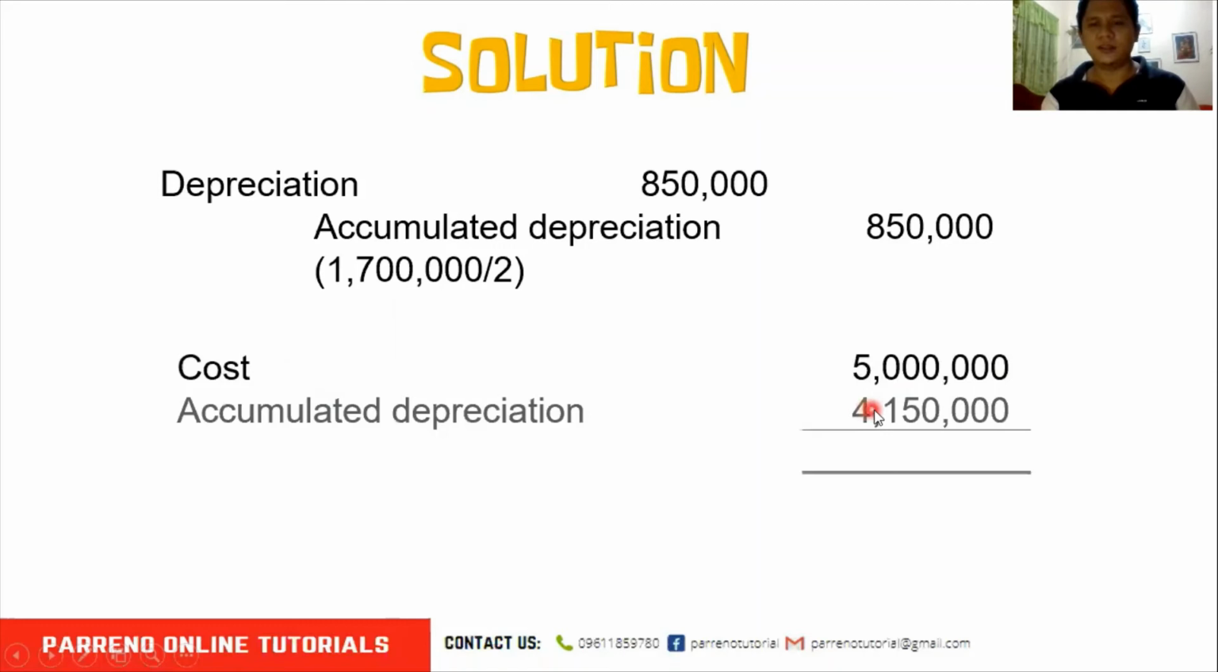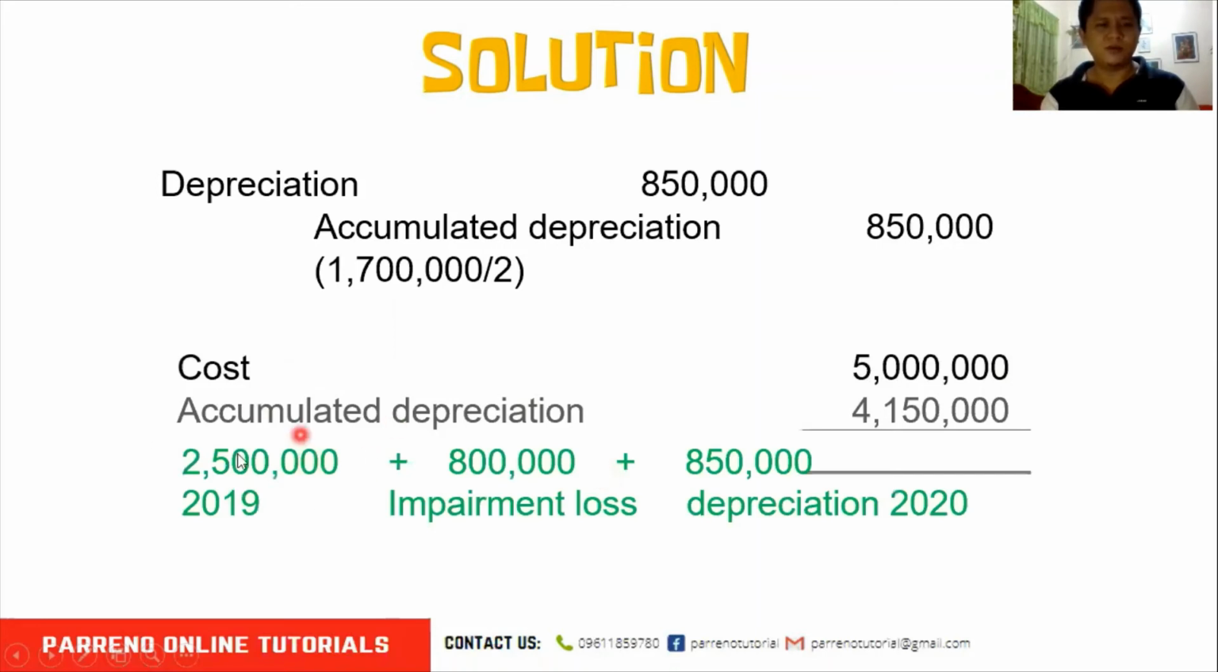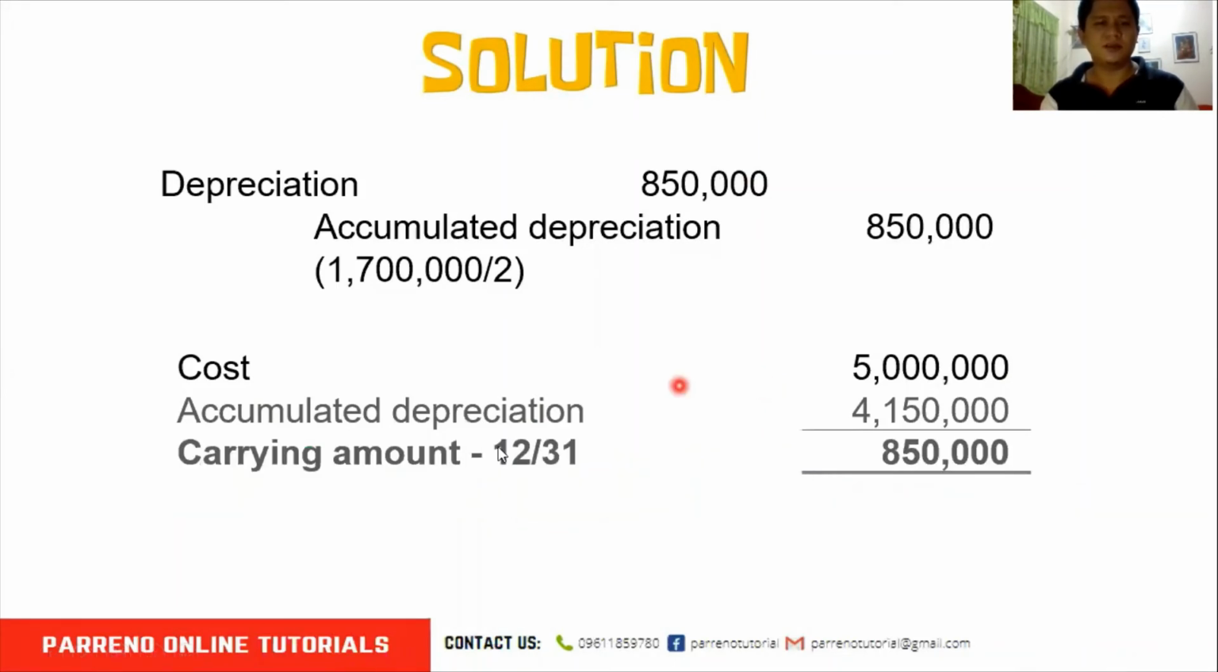So for 2020, the cost of the asset is 5 million. Then you have to deduct the accumulated depreciation, which is coming from the 2.5 of 2019 plus the impairment loss we recognized plus this year's depreciation. So total accumulated depreciation is 4,150,000. So your carrying amount as of December 31 is 850,000.